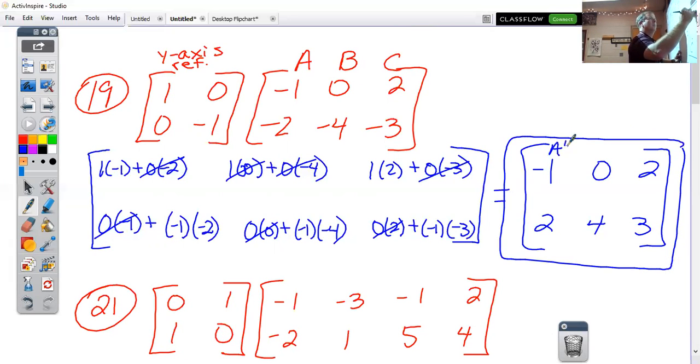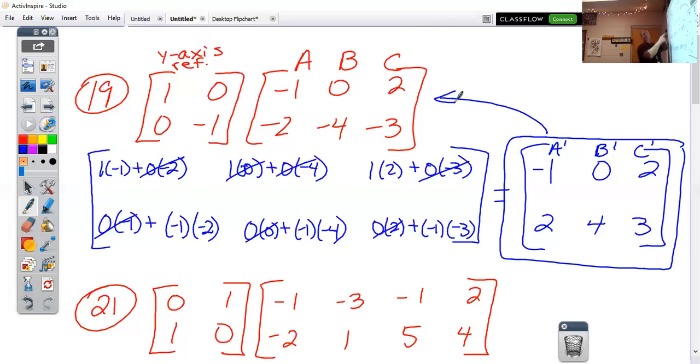There is A prime, B prime, C prime. Look at the answer. Compare it to the original. What's the only thing that happened? The bottom sign changed. That's your shortcut. The y's changed. That's all that changed. And how did it change? We just made them opposite whatever their sign was. Did everybody see that?